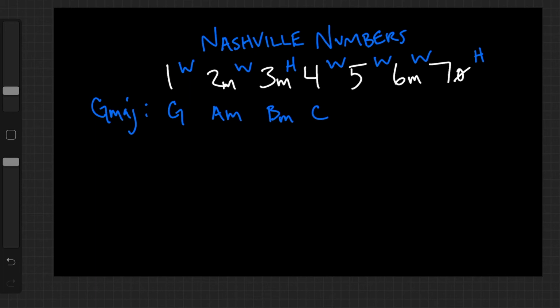a half step from B, 5 is a whole step away, and that's going to be D, and then your 6 is going to be E minor, a whole step away from D, and then a half step from E is going to be, or sorry, a whole step from E is going to be your F sharp half diminished. And then a half step away would take you right back to G.